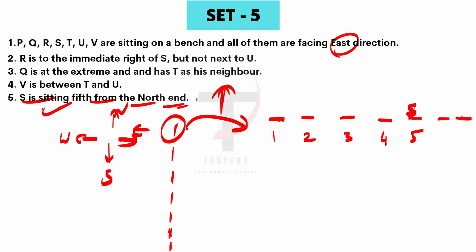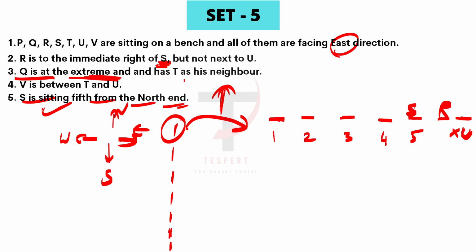So the place of S is fixed, and if we look at the second statement, why? Because S is also there in statement number 2. That's why I want to pick it up so that we may solve it a bit easily. So R is to the immediate right of S. So R must be here, but not next to U. So U shouldn't be here. U shouldn't come here.